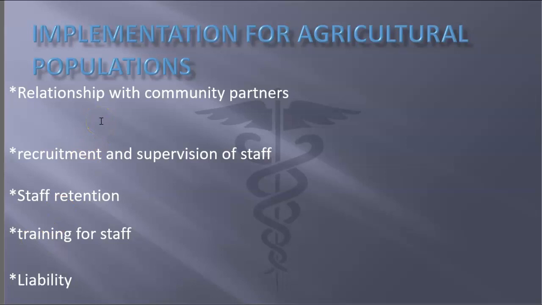When implementation for agricultural populations comes into play, there is the nurse-patient relationship with community partners, and just giving them a good idea of, hey, these people are great, you can go here for this treatment or this need. Recruitment and supervision of staff: you want to try to get as many that are well versed in the agricultural population and supervise that staff and make sure that they are evaluating those goals and outcomes.